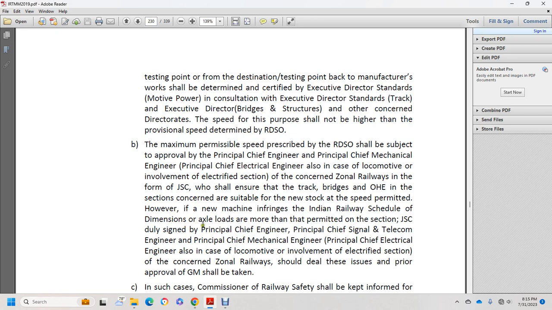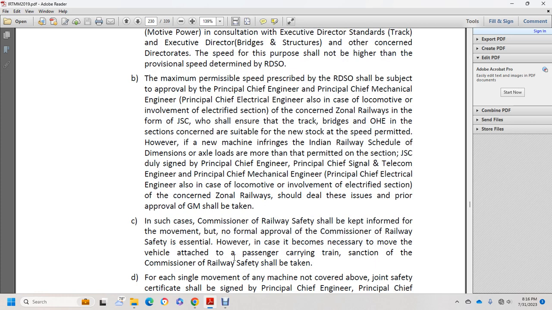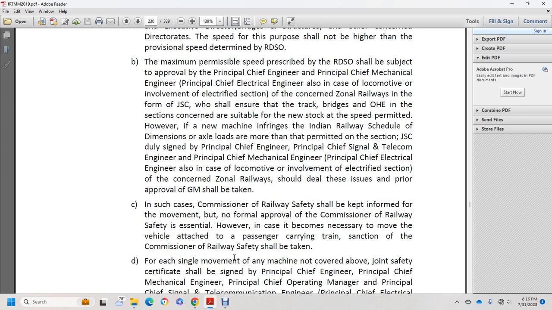The JSC, duly designed with the principal chief engineer, chief signal telecom engineer, principal chief mechanical engineer, and principal chief electrical engineer, shall deal with the case of a locomotive involved in the electrical section concerning the zonal railway. The issues prior to approval of the general manager shall be taken up, and in such a case, the Commissioner of Railway Safety shall be kept informed of the movement.